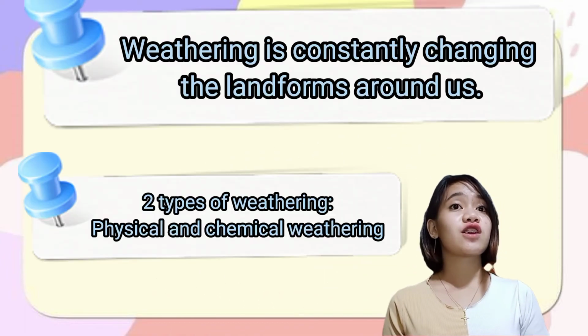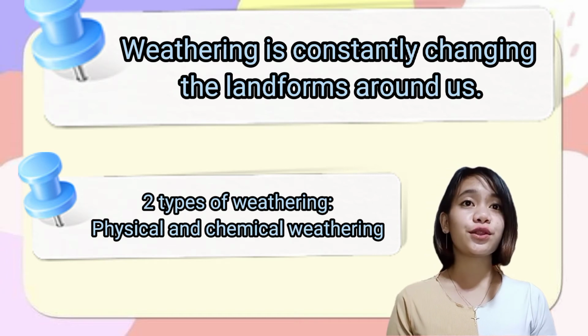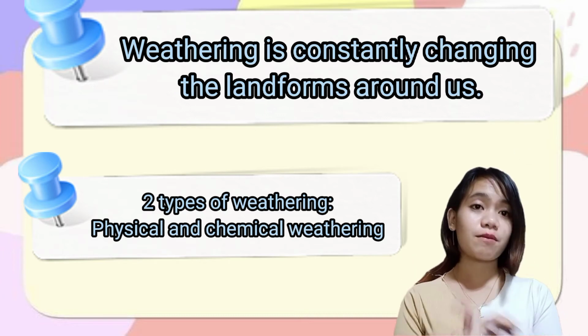Before I proceed to the next topic, let's review all about weathering. So weathering is constantly changing the landforms around us. There are two types of weathering, the physical weathering and the chemical weathering.